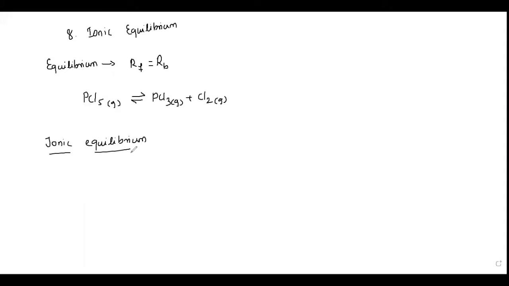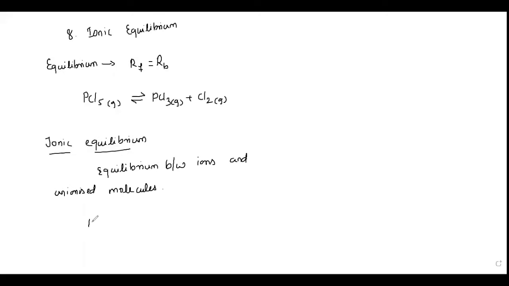So ionic equilibrium means equilibrium between ions and unionized molecules. That is known as ionic equilibrium.